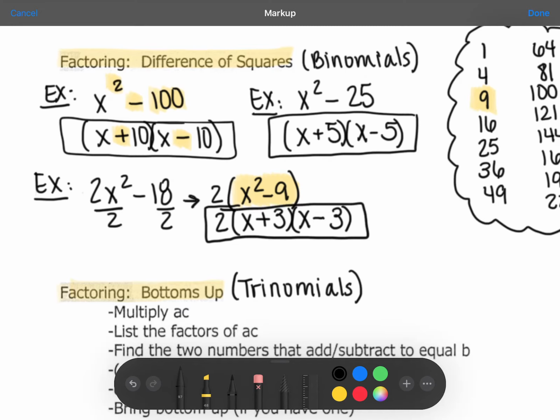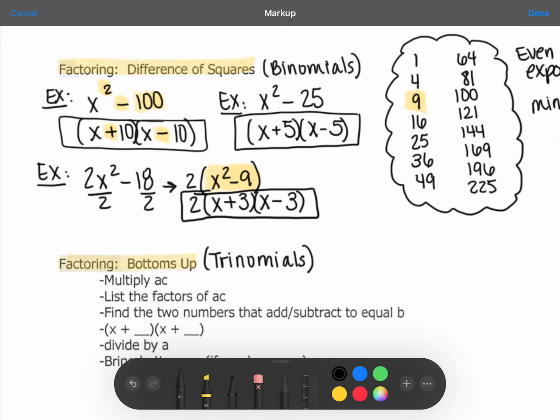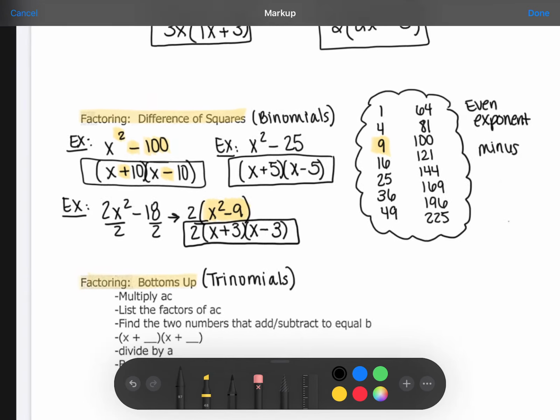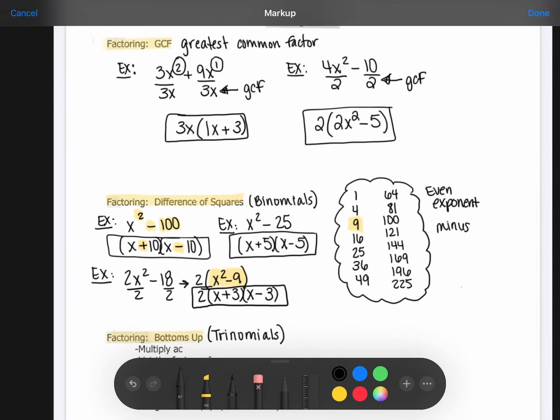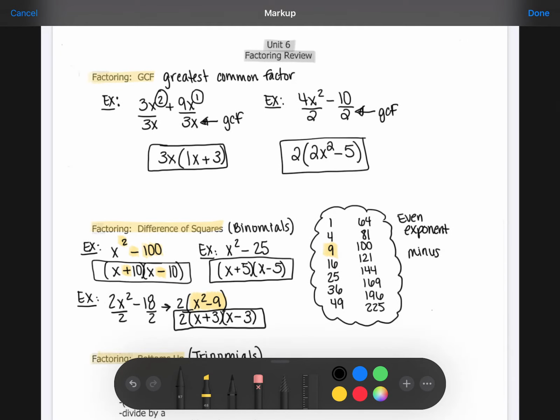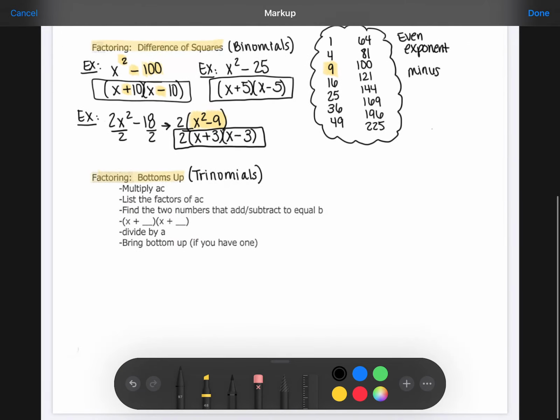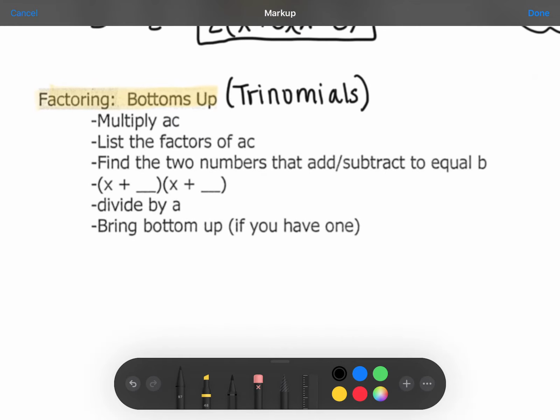So you just have to make sure that you take out a GCF and then see if you can do anything else with that problem, such as difference of squares. But you have to have a minus sign, an even exponent, and a perfect number. All right, so that is factoring difference of squares. Again, these should all be review of Math 1 concepts. And if you need more examples or more problems, just let me know and we can do some more of these.